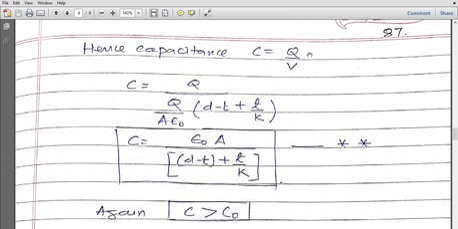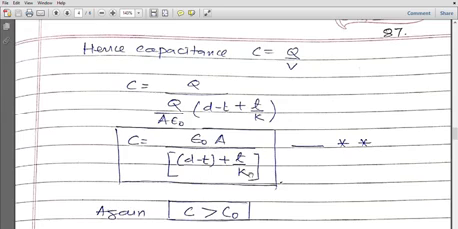C is equal to Q upon V. So C is equal to Q upon, what is the value of V? Q upon A epsilon 0 D minus T plus T upon K. यहाँ पर ध्यान रखें K इस पूरी वैल्यू पर नहीं है, K is divided just under T. So capacitance is equal to epsilon 0 A upon D minus T enclosed in a bracket plus T upon K.